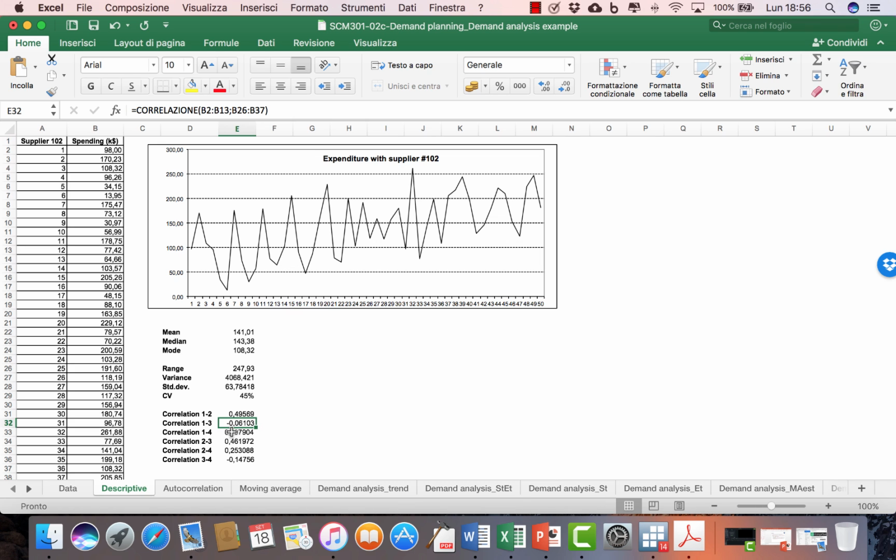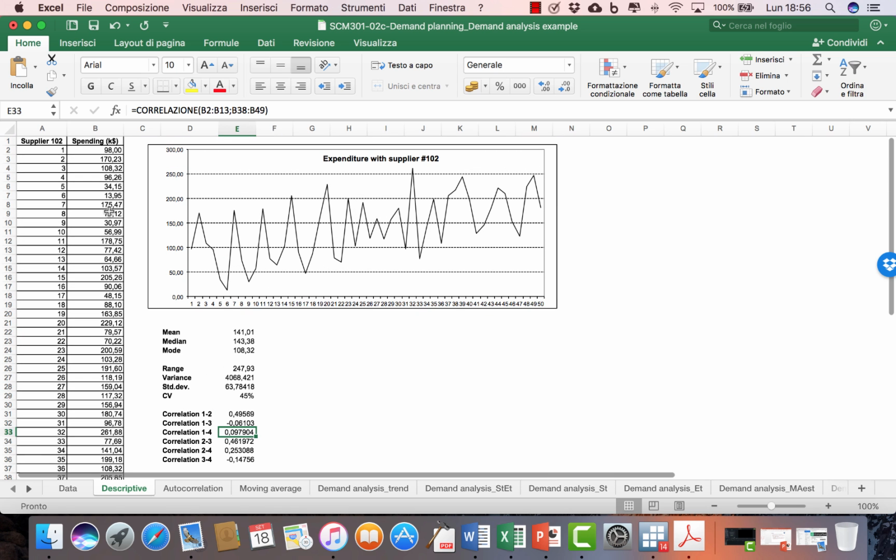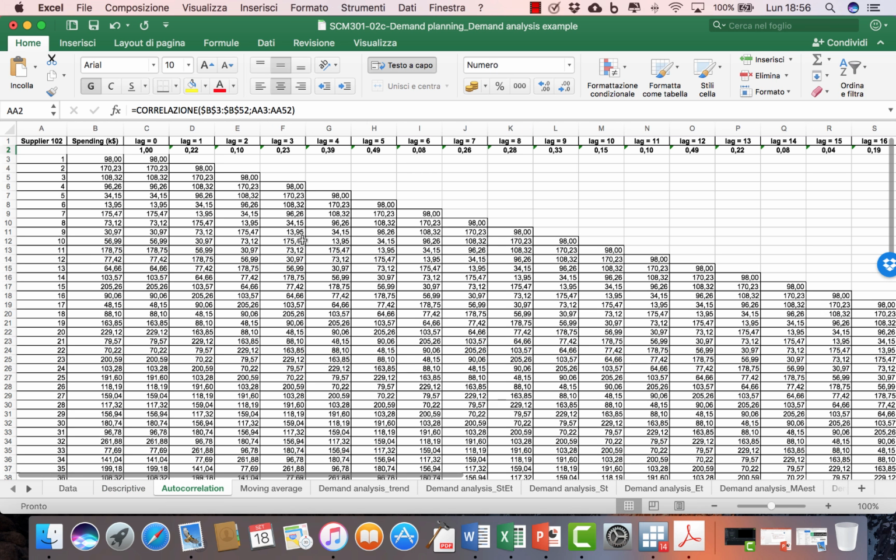And so on. You can do it for the first and fourth year, so you evaluate the correlation for the first year with every year, and for 2 to 3, 2 to 4, and 3 to 4, in order to cover all the possible combinations. Last one, let's evaluate the autocorrelation.